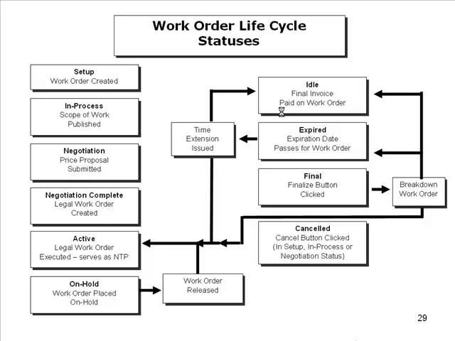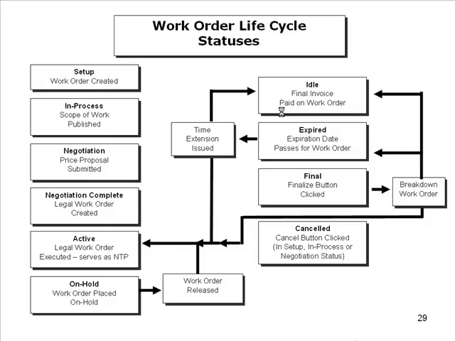Once the work order is in active status, the status can change to on hold if the work order has been placed on hold. Once that hold is released, the status will revert back to active. On the right-hand side are some additional statuses. The first one on the right there is idle, and that will occur when the final invoice has been paid on a work order.